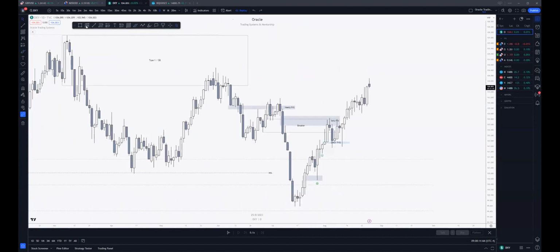I don't want to marry the bias yet. But if we do start to see the signs of order flow shifting, this is not the order block, the order block's here. But anyways, type 1, all the same stuff. Semantics.